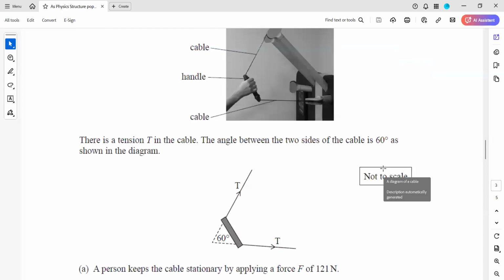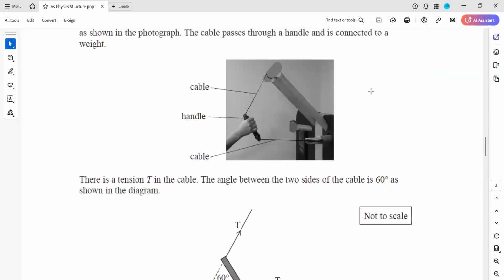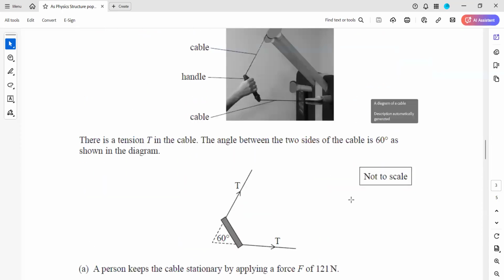A person keeps the cable stationary by applying a force of 121 Newton. Determine the magnitude of the tension using a scaled vector diagram. So when a person is applying a force, so he's pulling it, and that force is balanced by the resultant of the two tensions.